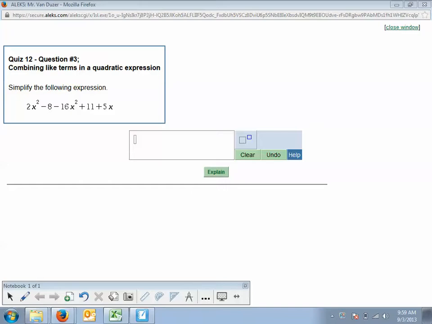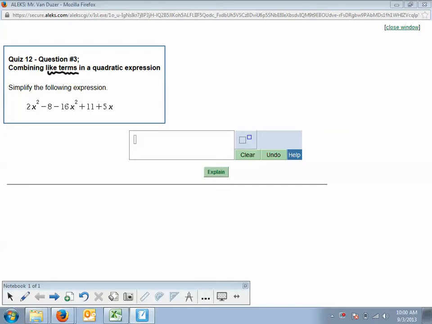When we're looking at this, we want to remember that like terms are terms that have the same variable and exponent combination. Anything that has the same variable and the same exponent combination we can combine by either adding or subtracting, based off of what it says in the problem.